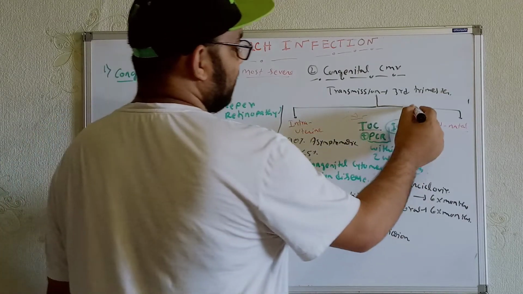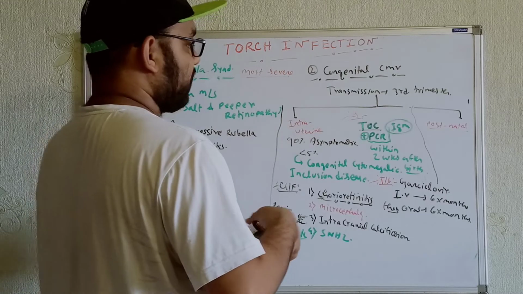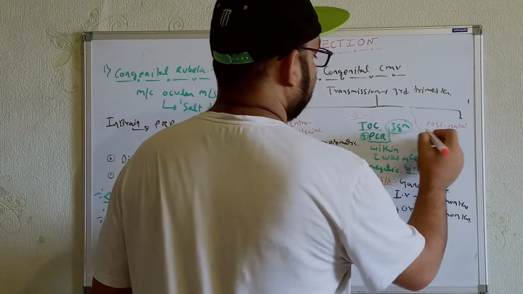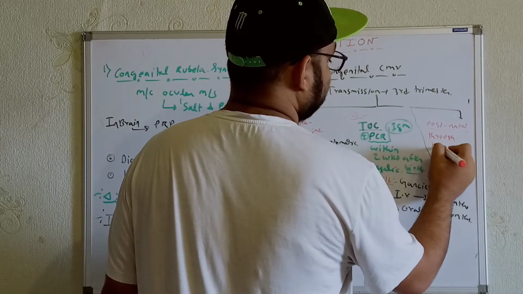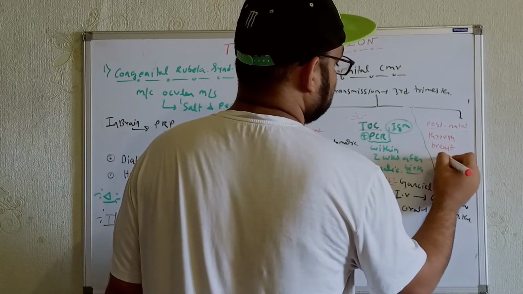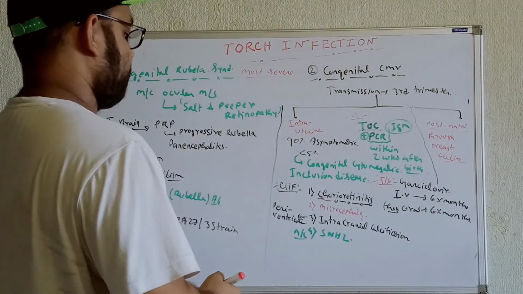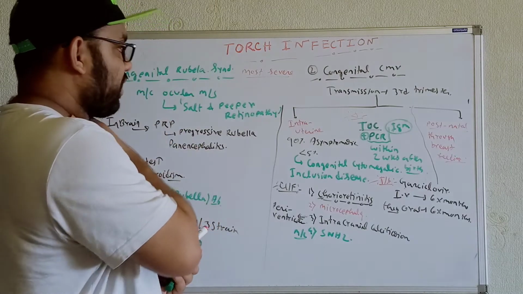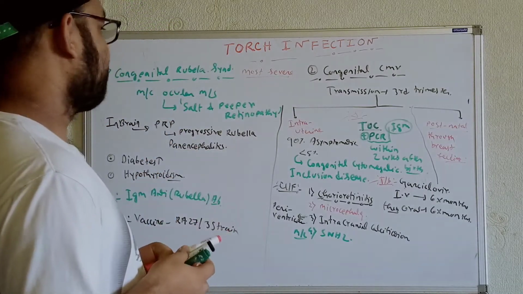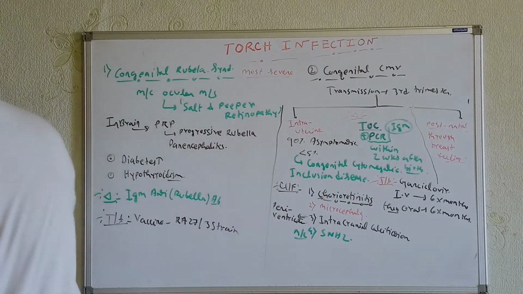Now if you talk about postnatal, how can we see the transmission? Through breastfeeding, we can see the transmission of this syndrome. Now the next part we'll talk about toxoplasmosis. So this was all about congenital cytomegalovirus. Now we'll talk about toxoplasmosis.